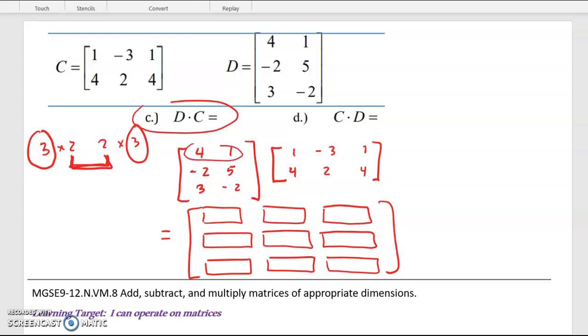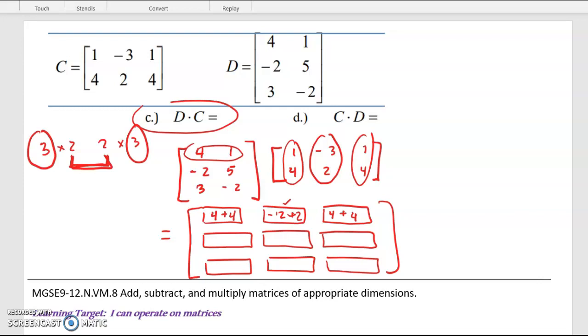So I'm going to do across and down. 4 times 1, 1 times 4, and I'm adding those. First row, first column goes in the first row, first column. Then I'm going to go across and down. So first row, second column goes here. So 4 times negative 3, 1 times 2, and I'm adding those. Then I go across and down. 4 times 1, 1 times 4, and I add. Okay, so I'm done with the first row of the first matrix.